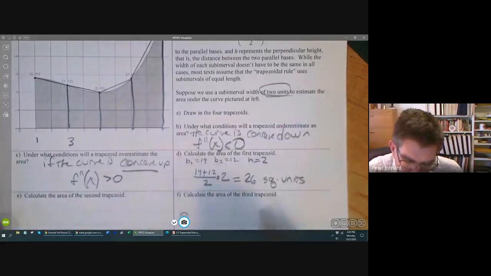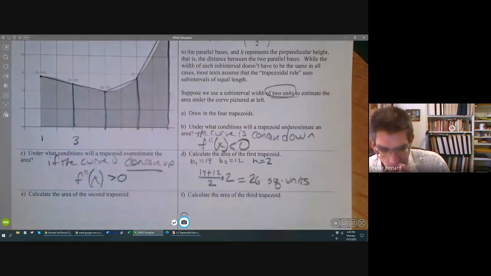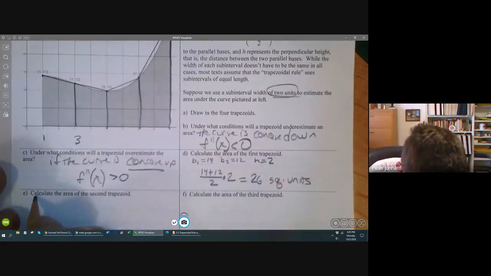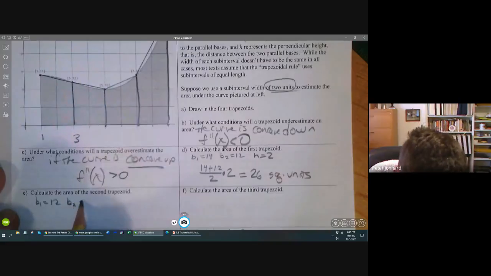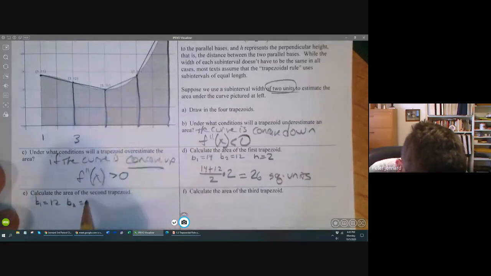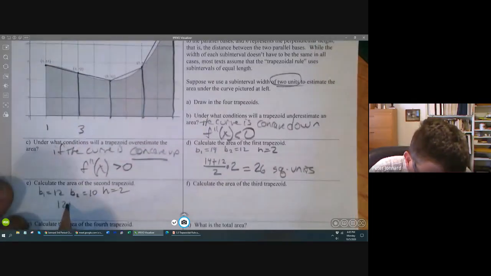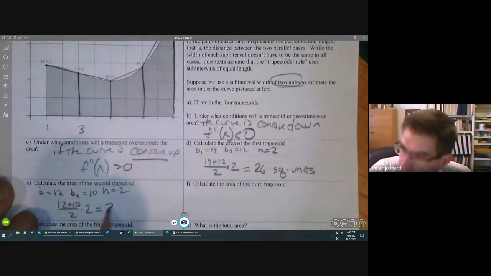Okay, and you don't have to put units on your paper if this is just in plain old units. There's no units on anything. So you could just say 26 and that would be acceptable. Okay, the second trapezoid, we have the first base is 12. The second base is, that says 10. And again, the height is 2. And so the same basic deal, 12 plus 10 over 2 times 2. The 2's go out and you end up with 22.